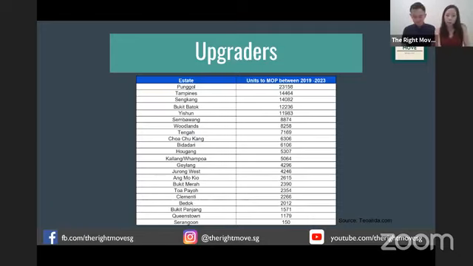So from this slide, we can see which are the different estates that have the highest number of MOP units coming up in 2019 to 2023. We sorted it by the numbers. So Punggol, Tampines, and Sengkang came up in the top 3. So these are areas where we feel will have a lot of upgrader demand for your property in the future.